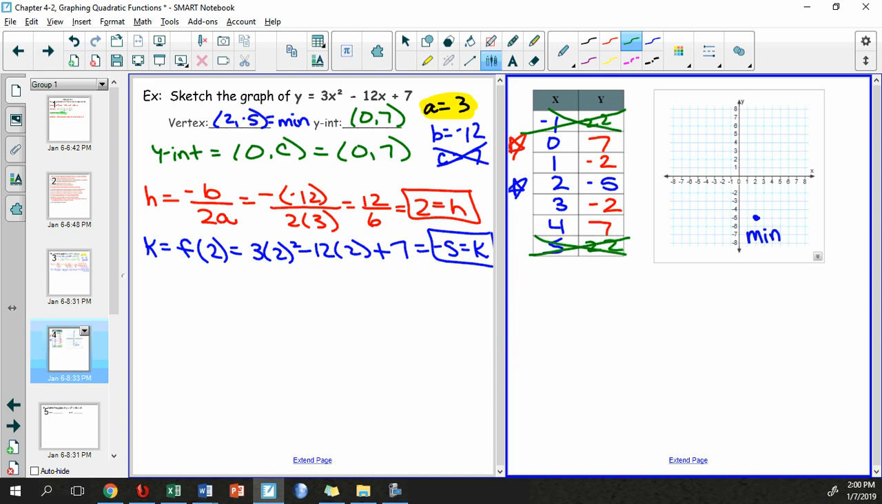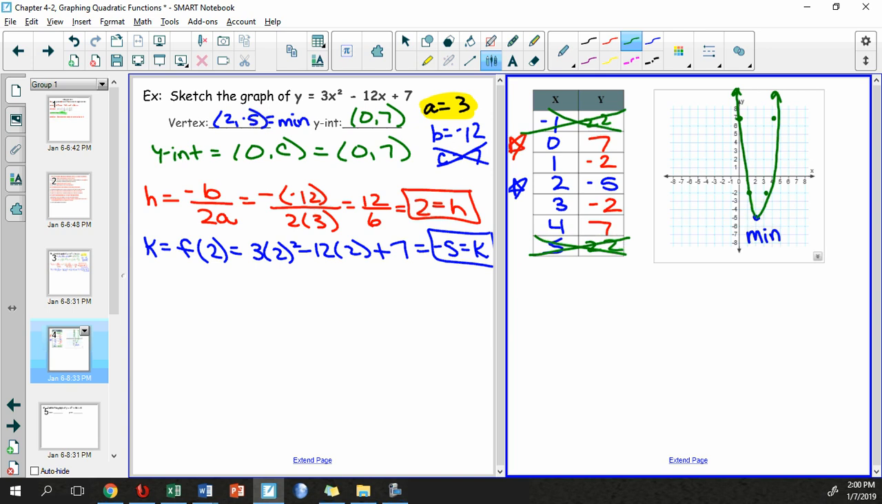So I'm going to come over here and I'm going to graph my points. That's going to give me a 1, a -2, a 3, and a -2, a 0, a 7, and then a 4 and a 7. And I'm simply going to connect the dots as a U. Do we understand how I graph that, yes or no? Make sense? We good?